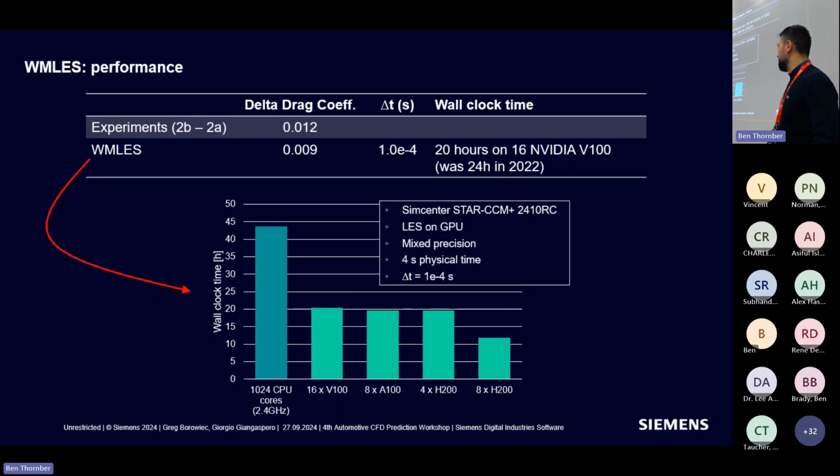So roughly 20 hours for 16 V100s. Roughly the same time if you use 8 A100s, and roughly the same time if you use 4 H200s. These are the very latest ones. It also means that if you double any of these, in this particular case I used 8 H200s, you will get your results overnight, so a little more than 10 hours, 11 hours. Again, these are the latest results, mixed precision for 4 seconds of physical time. I forgot to say, 5 inner iterations if you want to make comparisons.